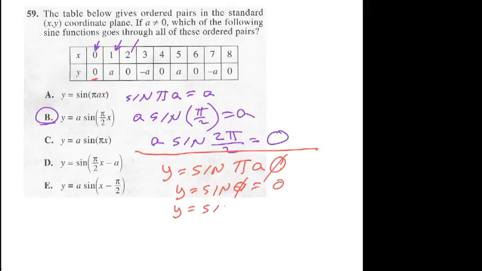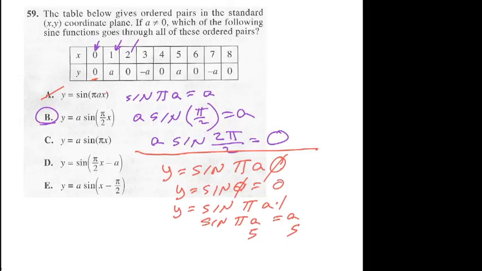Y equals sine of pi a times 1, which is going to be the sine of pi times a, and they're telling me that's going to equal a. Well, the maximum value that sine can ever be is 1. It doesn't tell me any limits on a except that it can't be 0. So if I plugged in a 5, I can't get a 5 as an answer because the sine of 5 pi is not going to be 5. So this one can't be the answer because it fails at that second test.